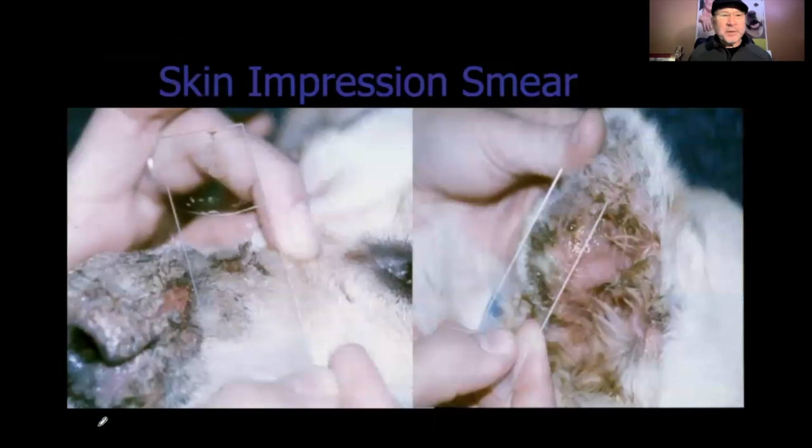So here we have an impression smear. This dog actually has pemphigus foliaceus, so it's on the nasal planum of the dog. And so we might be looking for acantholytic cells in this guy, but we're also going to need to look for bacteria to determine if there's a secondary staph pyoderma making the symptoms much worse. So we're going to peel off the scab, and what we're trying to get is the moist pus oozing material underneath. So we're going to stick the slide on there, let it dry, and then stain it and look under the microscope.